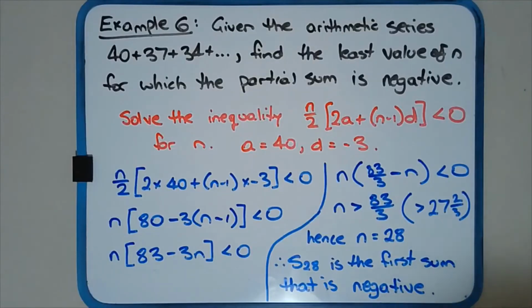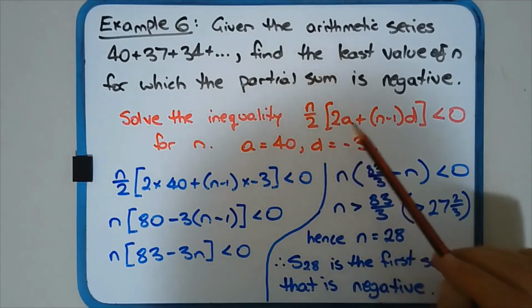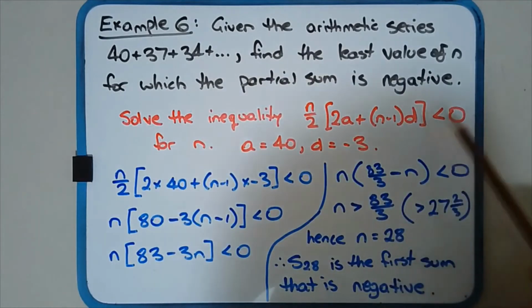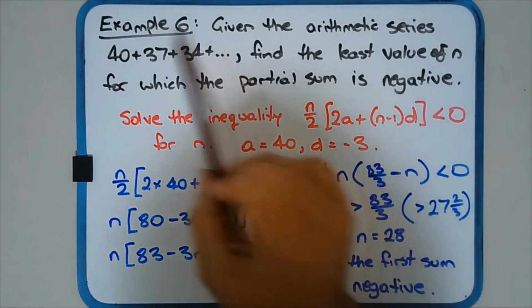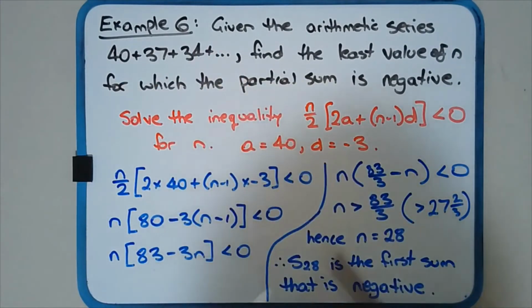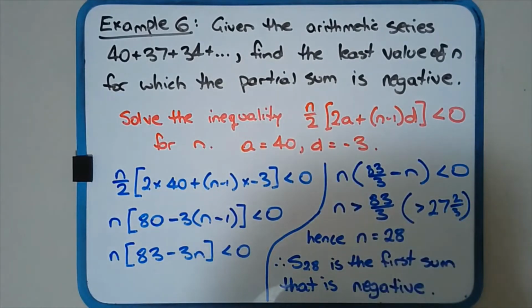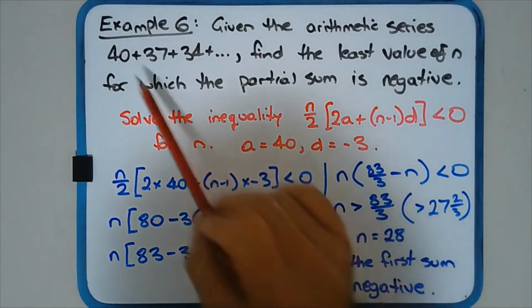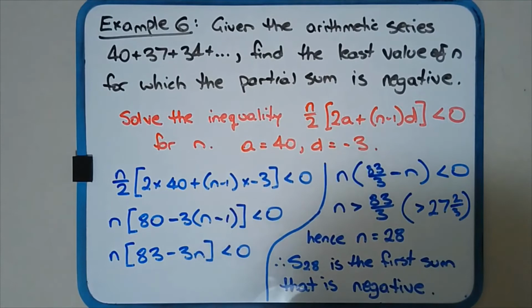Example 6. Given the arithmetic series 40 plus 37 plus 34 and so on, find the least value of n for which the partial sum is negative. Now the strategy here is we're going to solve the inequality n over 2 outside of (2a plus (n minus 1)d) less than 0. The left hand side represents the sum of the first n terms of this arithmetic series. So we want to find the smallest value of n such that the sum is negative. Now we know that a equals 40, it's the first term of this series, and the common difference is -3.